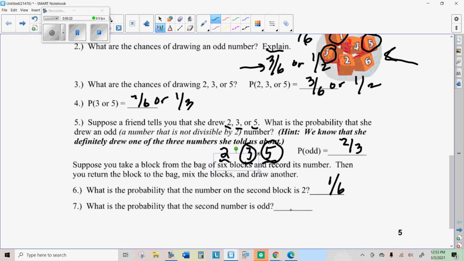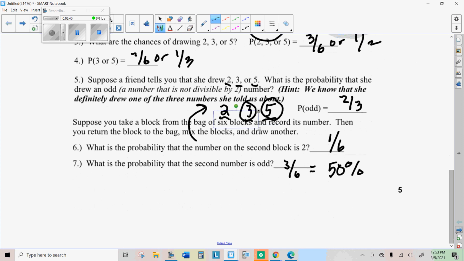What is the probability the second number is odd? It's going to be the same as what we did up here, where we saw that, which one was that? Oh, here it is. Where there's still 6 in there, 3 of them are odd, so 3 out of 6. Now, just a reminder, you could also say 50% on that. You know, there's different ways you can represent probability.